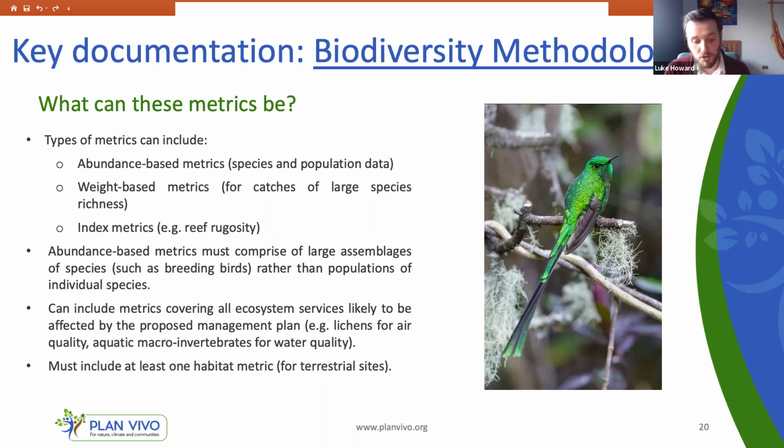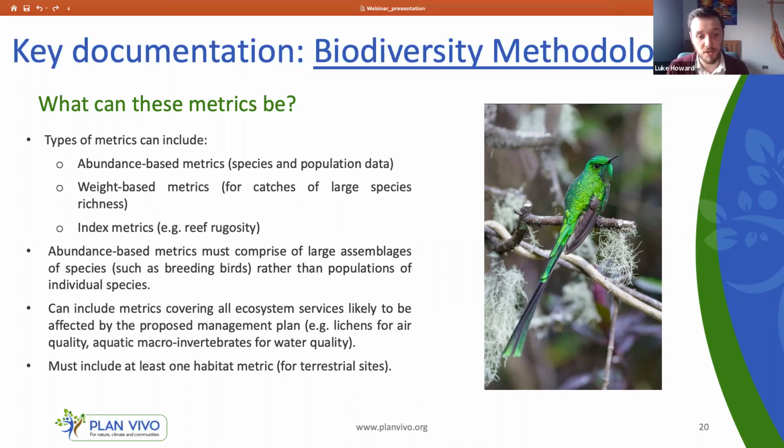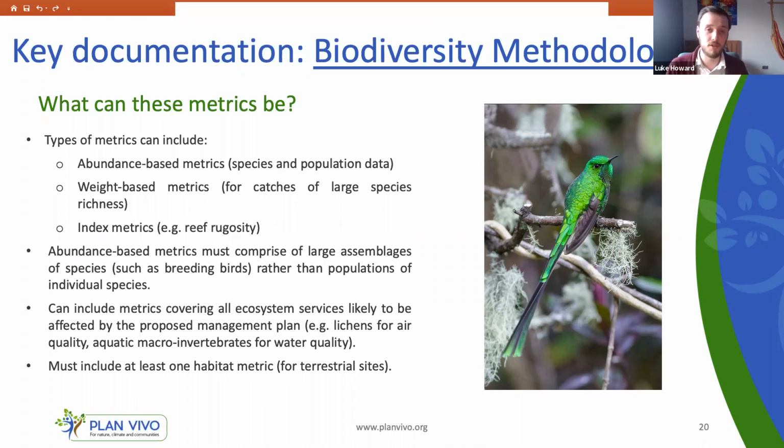Now, I think the most common form that projects would be interested in or want to apply are these abundance-based metrics, the ones that look at species and population levels. So I think it's good to highlight that abundance-based metrics must comprise large assemblages of species. We cannot rely on just individual species. So they could look at breeding birds, they could look at amphibians within an area, maybe microinvertebrates.